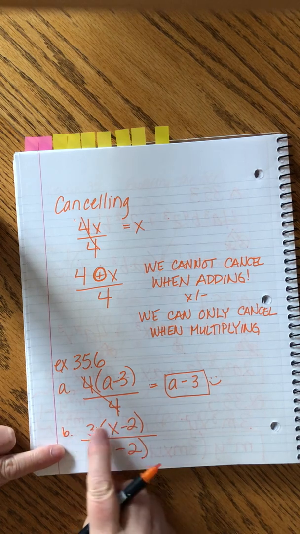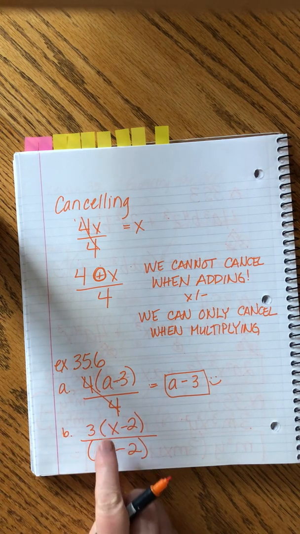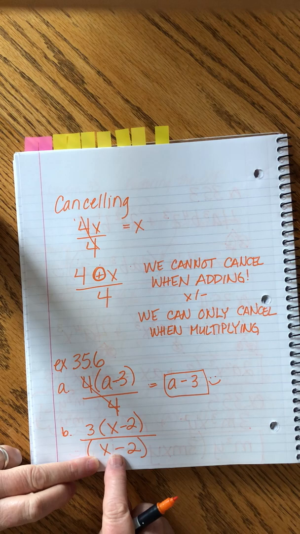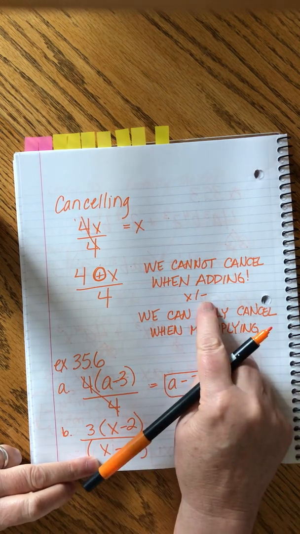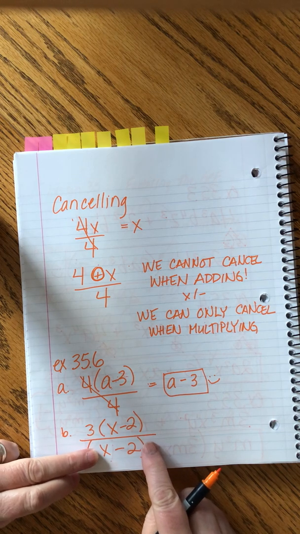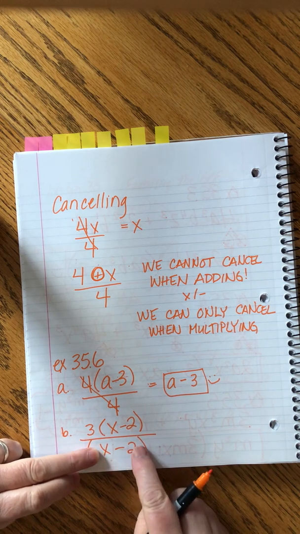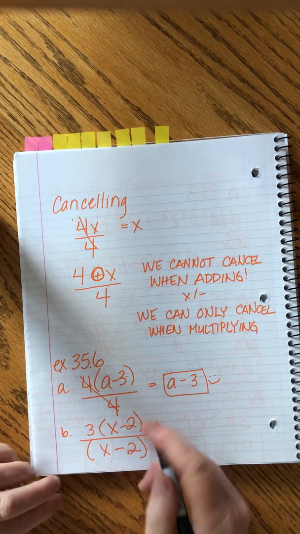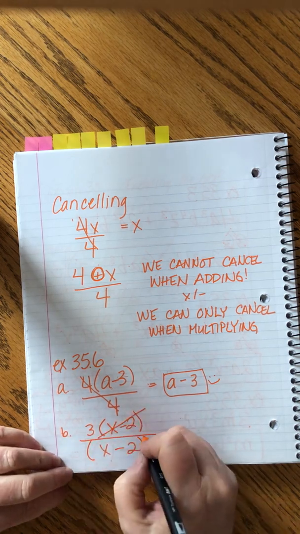Here, we're multiplying the 3 times the x minus 2, but we want to cancel not the 3, we want to cancel the x minus 2. Are we allowed to cancel this? Because we're subtracting, isn't this a no-fly zone? But here's the thing. We're not subtracting part of the quantity. We're not canceling part of the quantity. We want to cancel the whole quantity. We are allowed to do this.